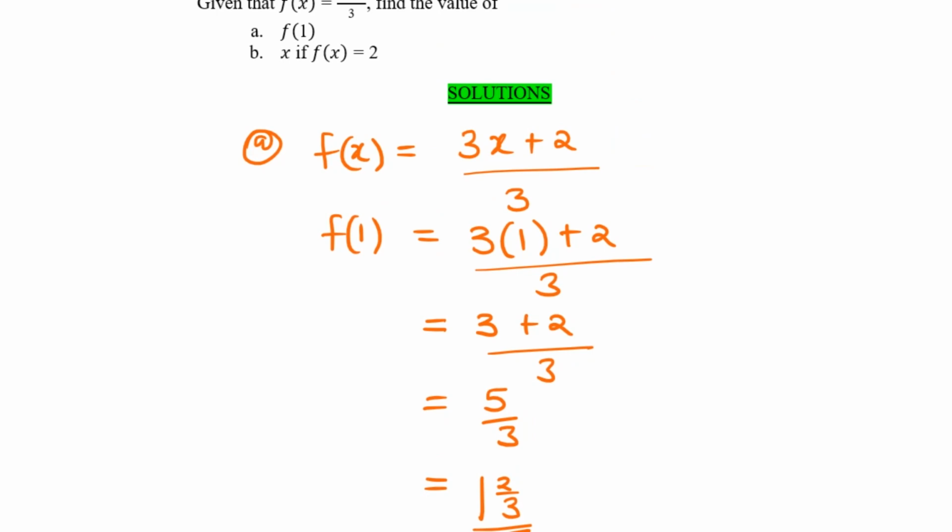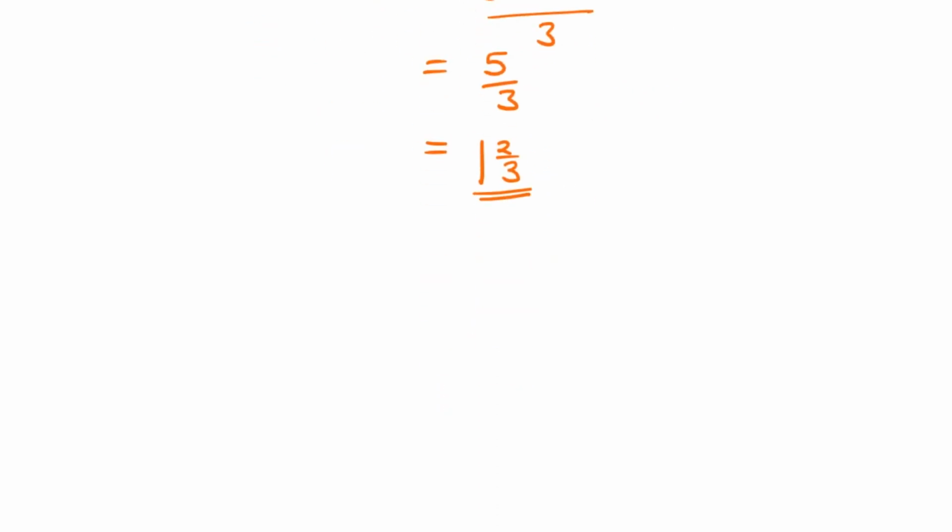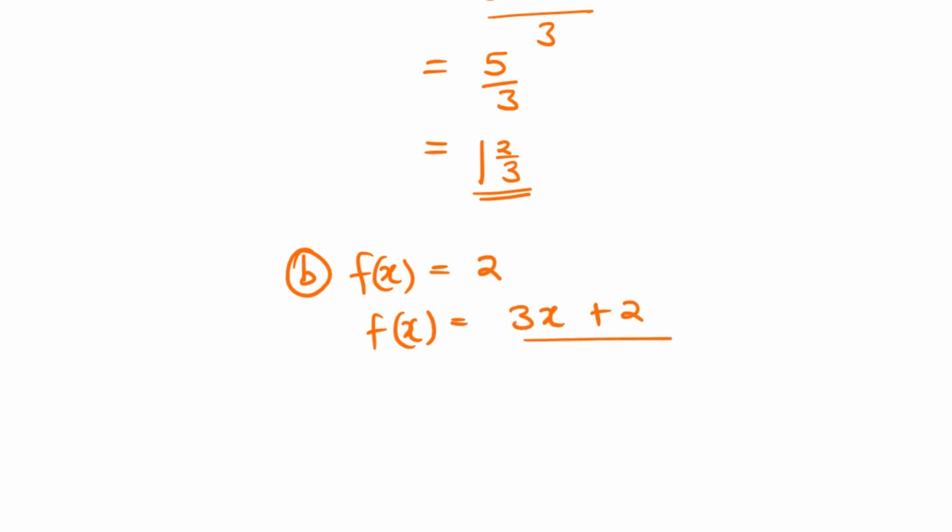Then question B, we are saying find x if f of x is equal to 2. So we want to find the value of x if f of x is equal to 2. So here we are saying B, f of x is equal to 2. We said our function is f of x is equal to 3x plus 2 over 3. Where there is f of x there, we can replace by 2. We say 2 is equal to 3x plus 2 over 3.